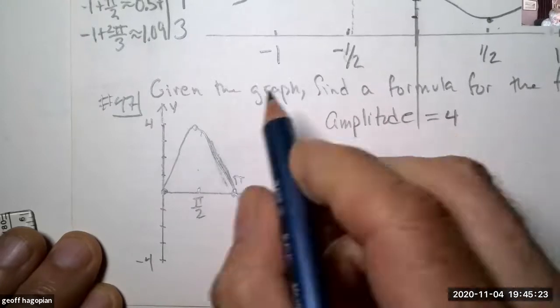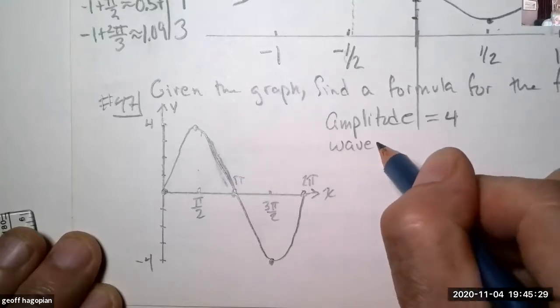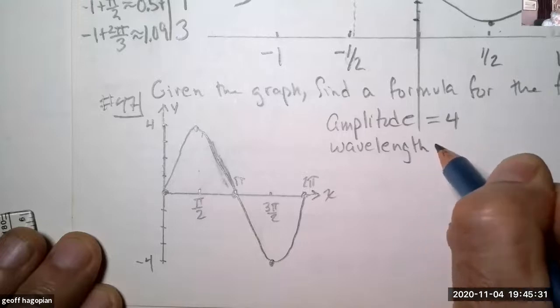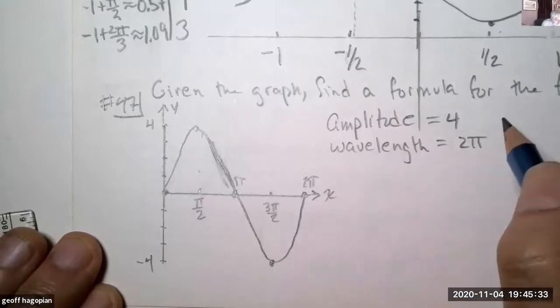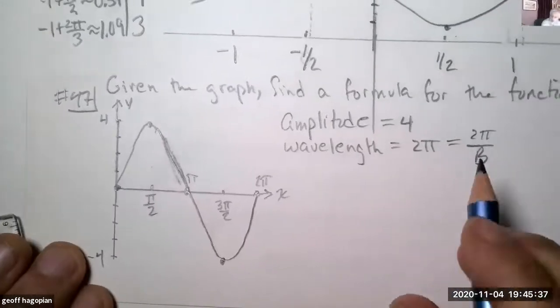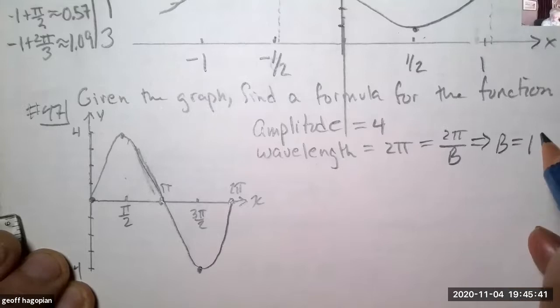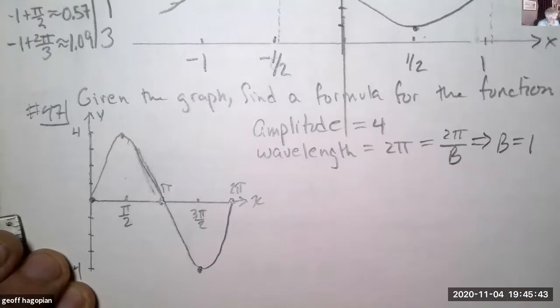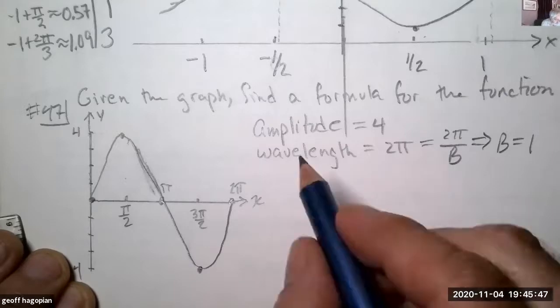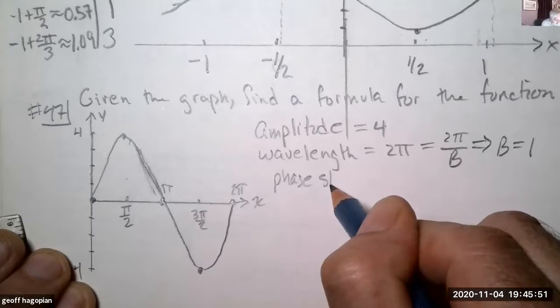Well, it's 4, right? Because we're going up 4 and down 4 from equilibrium. What's the wavelength or the period? That's 2 pi, which is equal to 2 pi over b. And so that implies that b is equal to 1, right? What's the phase shift? It's 0, right? It's not shifted at all.